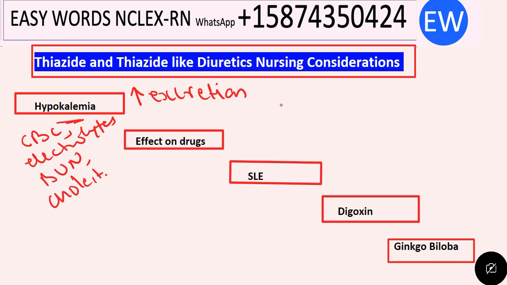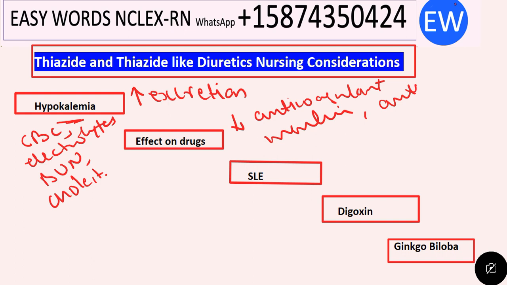Effect on the drugs. Thiazide and thiazide-like diuretics decrease the effect of anticoagulant drugs and also decrease the effect of insulin and anti-diabetic agents, which may cause hyperglycemia, raised blood glucose levels. So we should be monitoring the client for these effects closely.